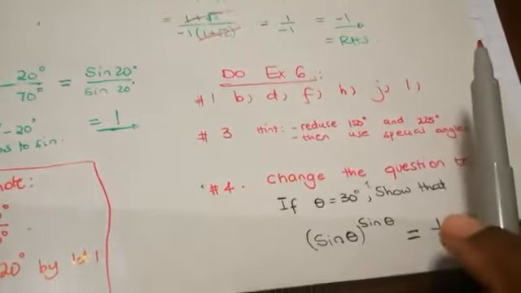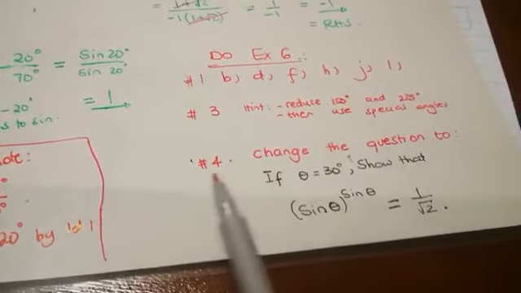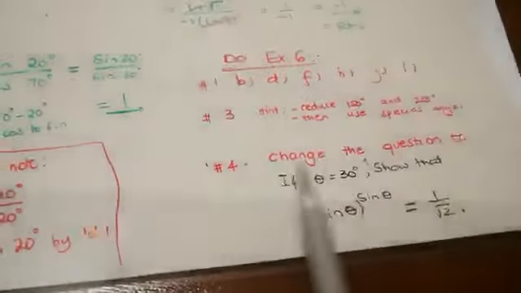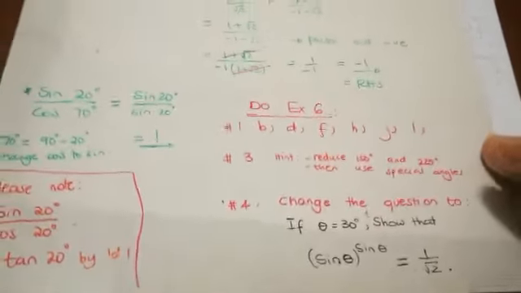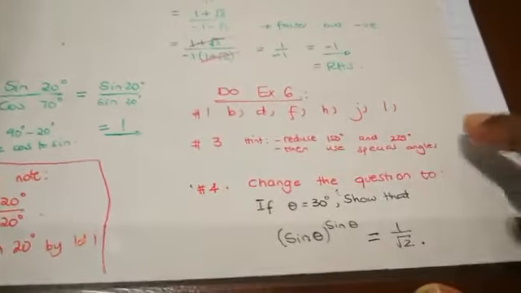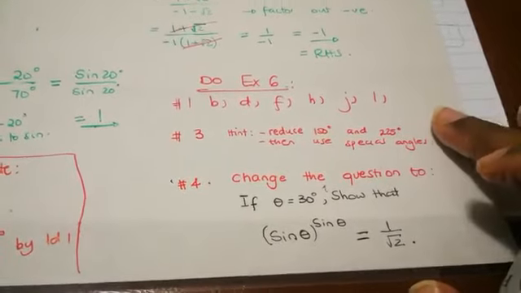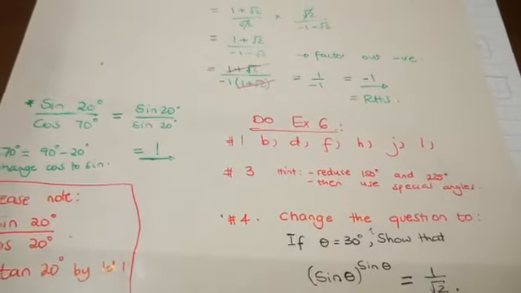Please do exercise 6, these questions, and then please on question 4 change the question to this instead of what is written there. Okay, and then again I'm going to wait for 3 responses before I send the answers. Thank you.